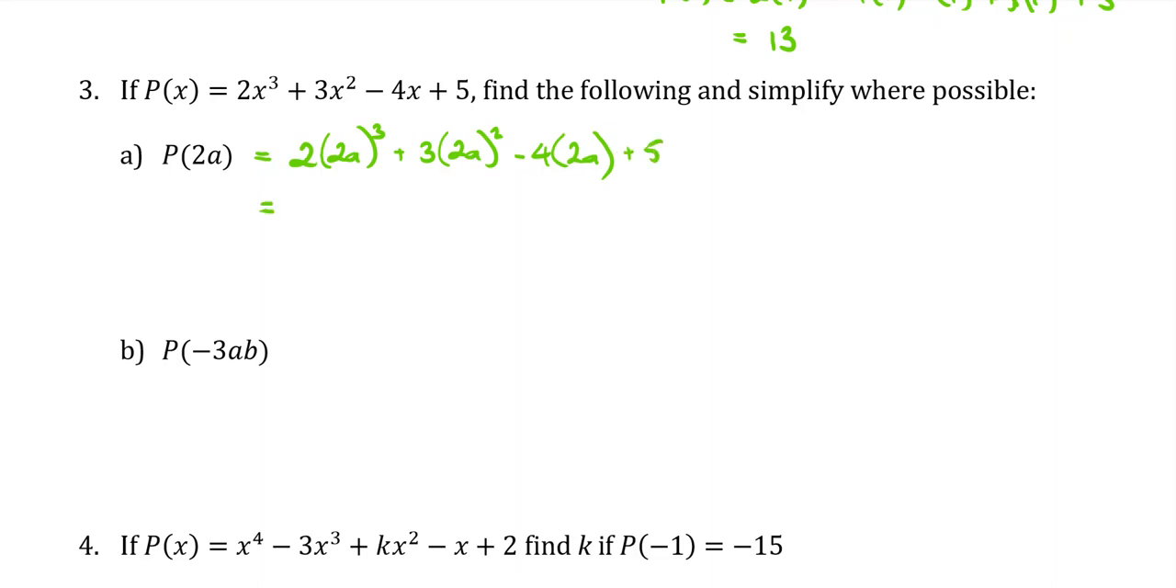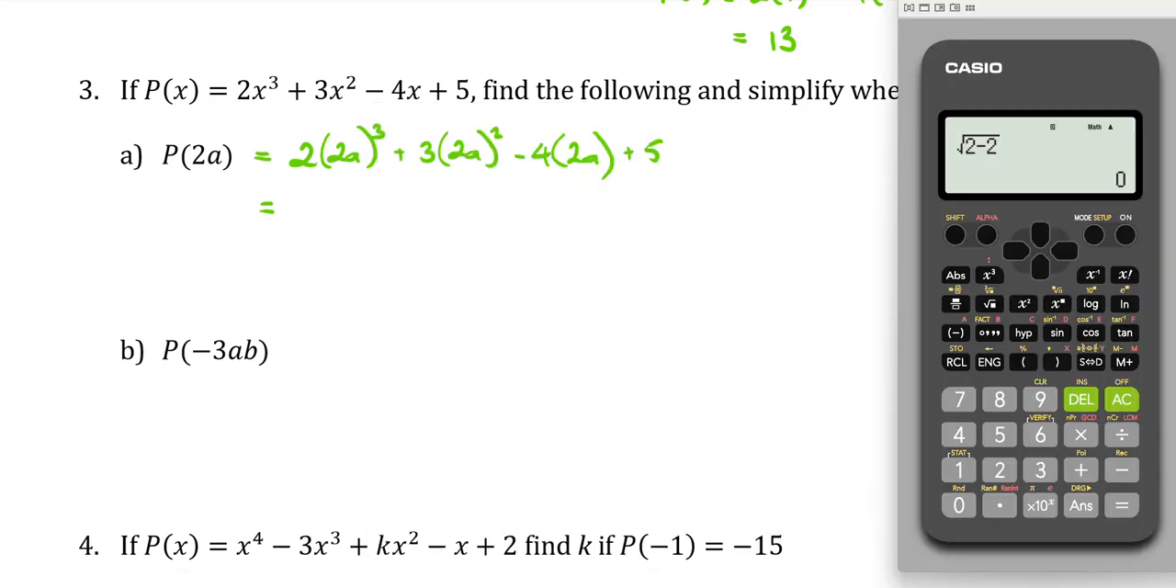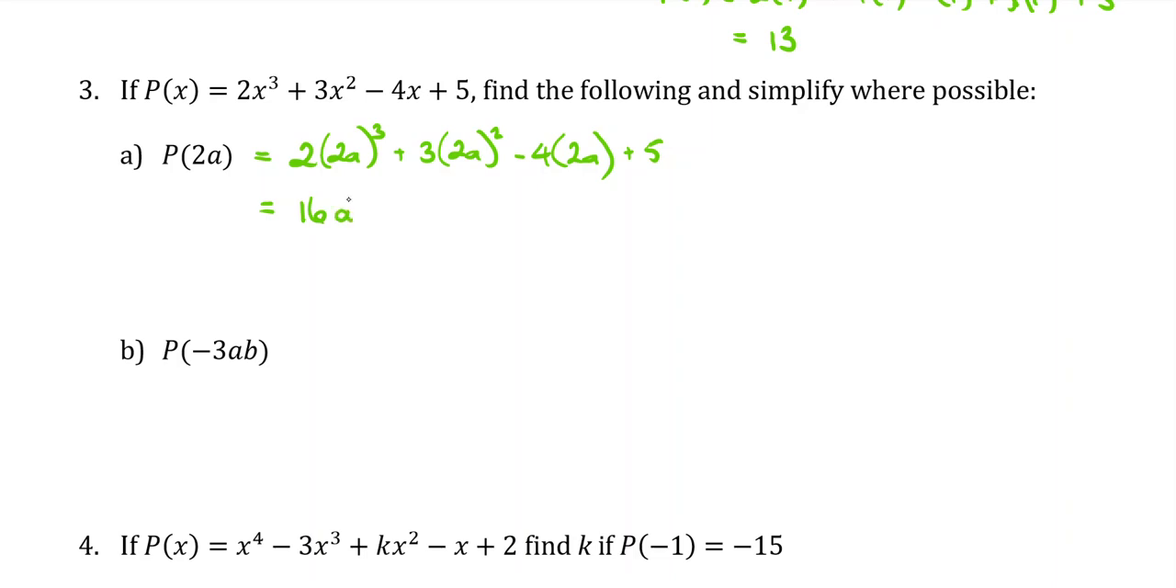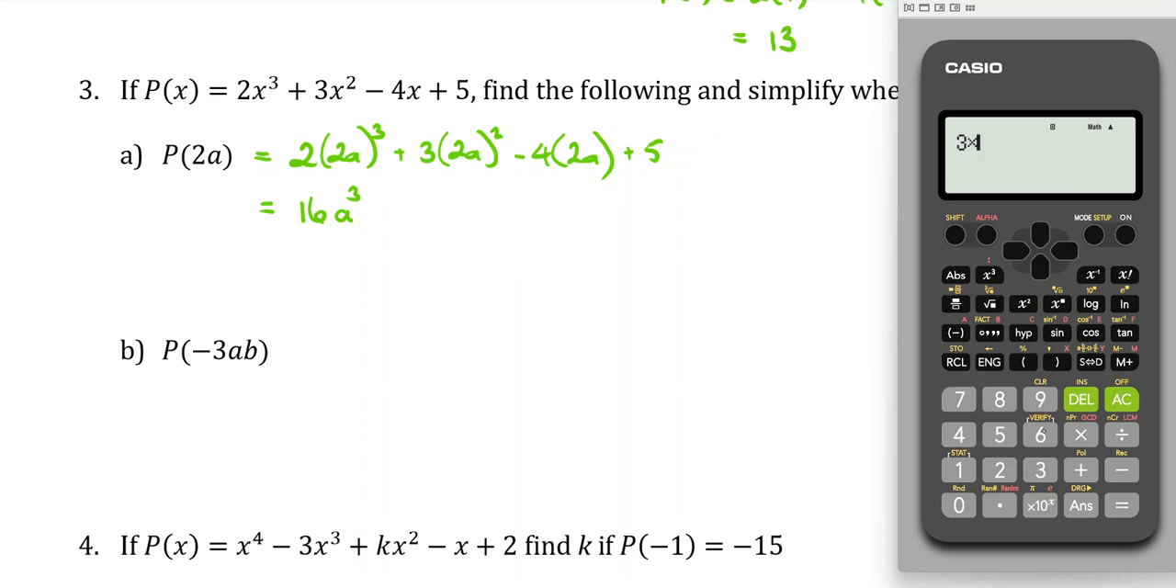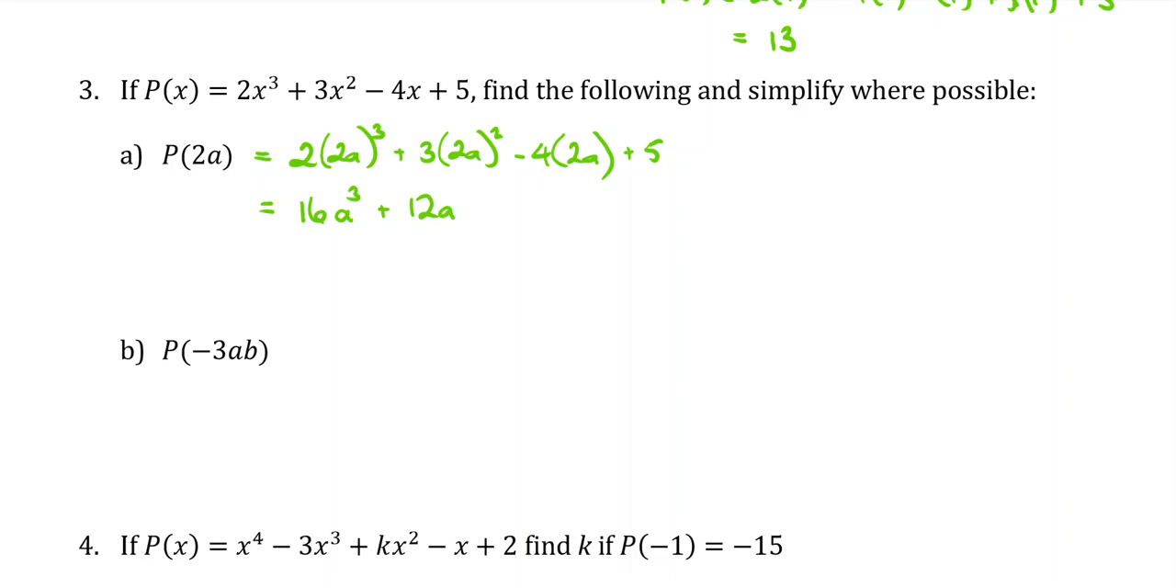Okay, so be very careful with this. That first term, I need to do 2 cubed from the bracket and then times the 2 in front of that. So that's going to be 16 and then a cubed. In the second term, I have 3 times 2 squared, which is 12, a squared. Then minus 4 times 2 is minus 8a, and plus 5 sitting on the end. And I can't collect any like terms there, so that's as good as we can make that.